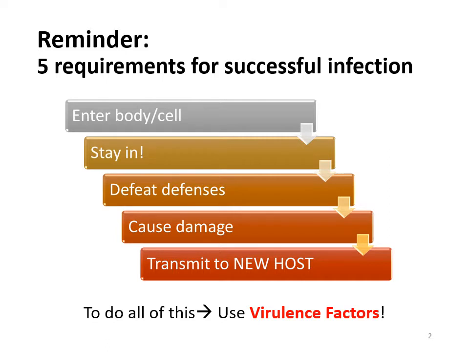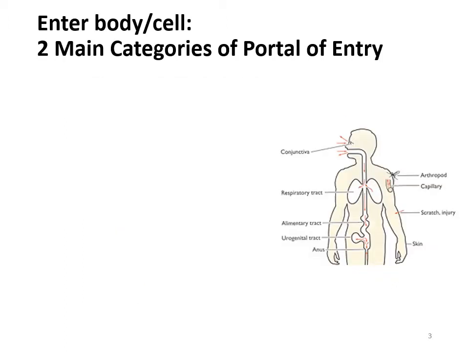So we're going to go one by one through these various requirements for successful infection. The first requirement for a microbe to be pathogenic is to be able to enter the body or the cell. There are various ways that they can enter. We call that portal of entry, meaning where the microbe is actually getting in. A lot of times this portal of entry can also serve as an exit as well. There are 2 main categories of portals of entry for bacteria.